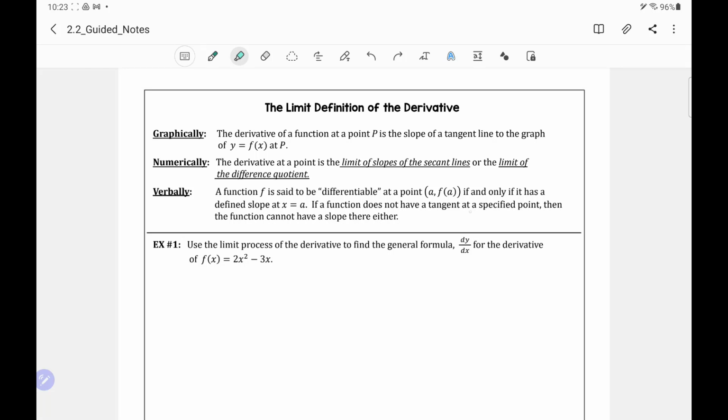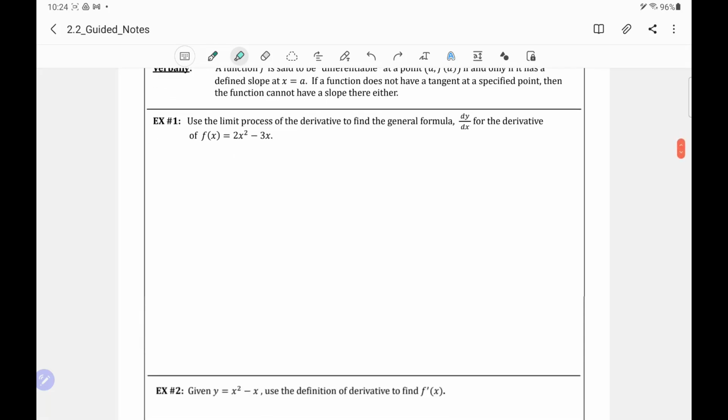If a function does not have a tangent at a specified point, then the function cannot have a slope there either. So imagine if you're looking at a graph and you can't possibly put a tangent on a specific point, then that tangent can't have a slope and the function can't have a slope there, okay? So these are all just some things that we need to know as we go along, maybe not today, but as we continue in our lessons. So let's look at some examples of what we are focusing on for today.